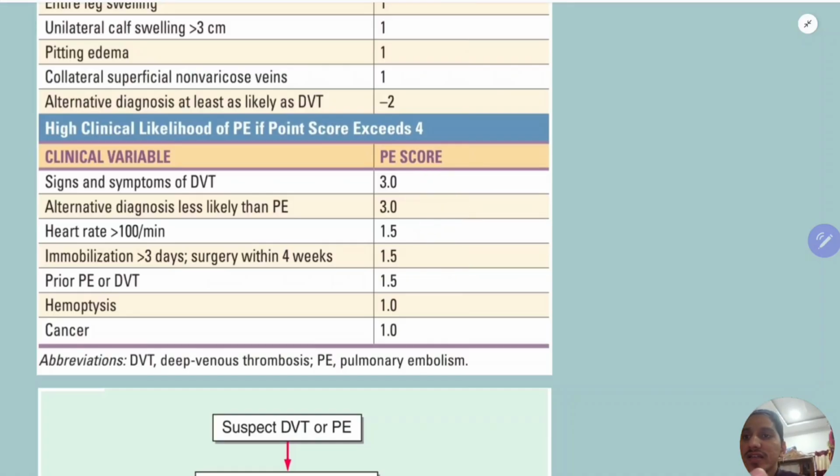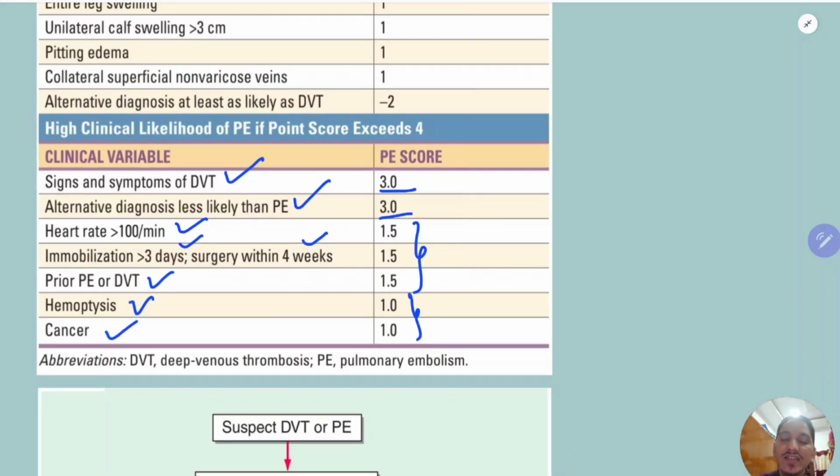So what are the things which you discuss? Signs and symptoms of DVT has a point of 3. Alternative diagnosis less likely than pulmonary embolism has a point of 3. Then three things have 1.5 score. Heart rate more than 100 beats per minute, 1.5. Immobilization for more than 3 days or surgery within 1 month, not 3 months, it is 1 month, 1.5. Prior history of pulmonary embolism or deep venous thrombosis has 1.5 points. Two things have 1 point: one is hemoptysis and second one is cancer.